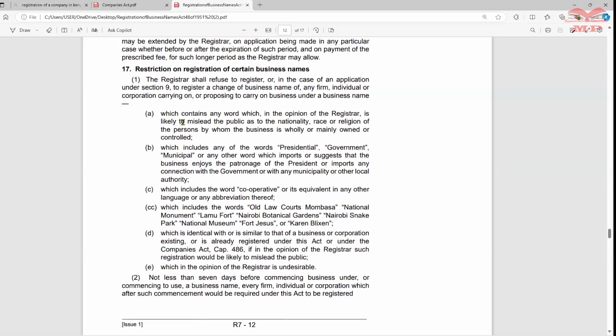We have talked about the restriction on the registration of certain businesses. The Act provided about the reservation of the name, whereby we said for 30 but not 60 days. And these statutory provisions were intended to confer on the company legal monopoly of its name.